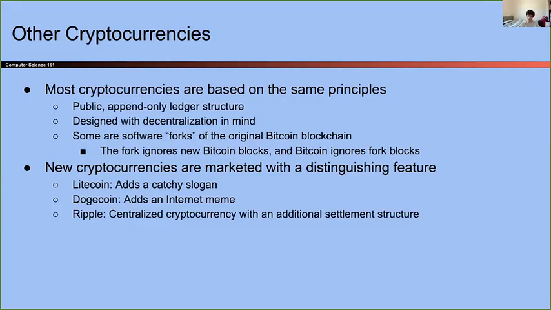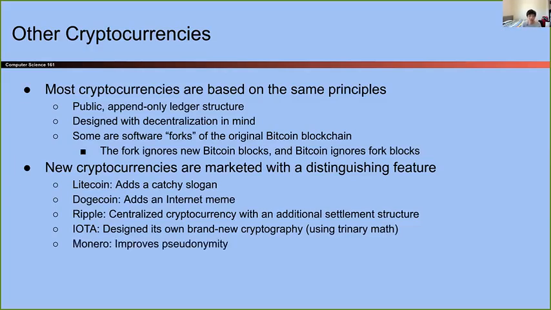Ripple is a centralized cryptocurrency that has some additional settlement structure. IOTA is kind of, I don't even understand it. They say they designed their brand new cryptography using trinary math instead of binary math, with bits and whatnot. So who knows?